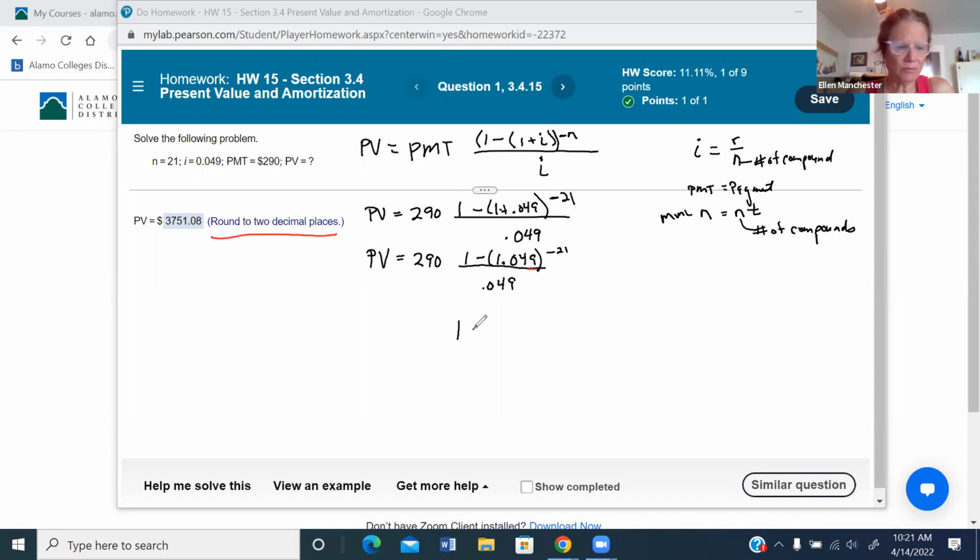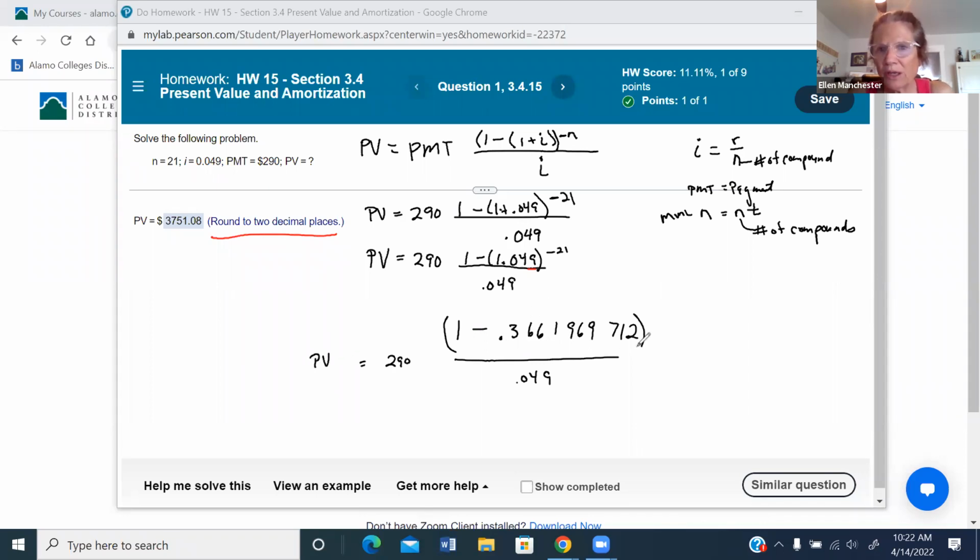So I have 1 minus 0.36619699712. I'm not rounding. Don't round until the very, very end. That's on top, all over 0.049. And then once we get that answer, we're going to multiply it by 290.